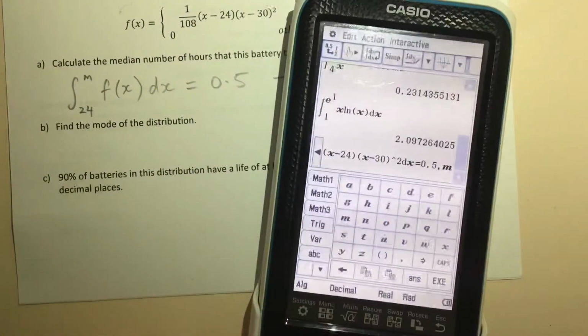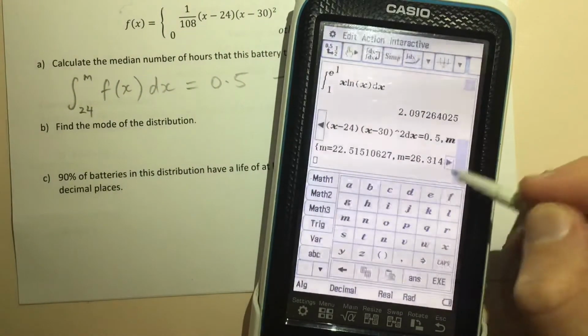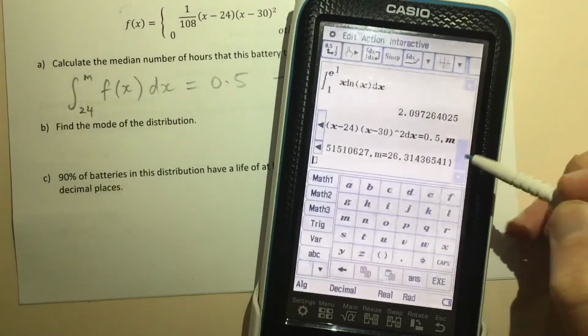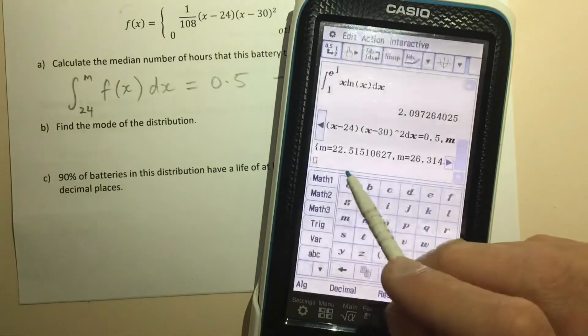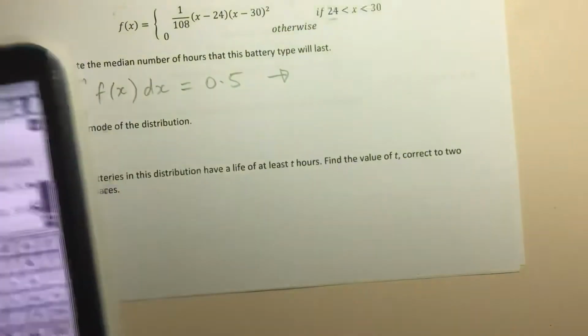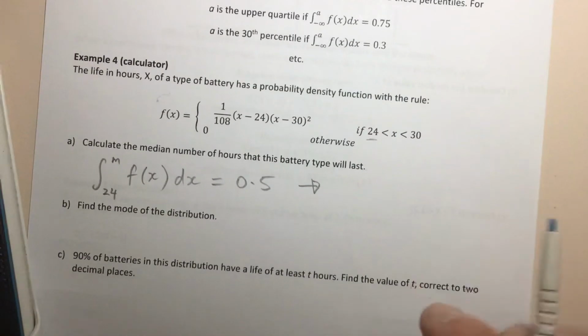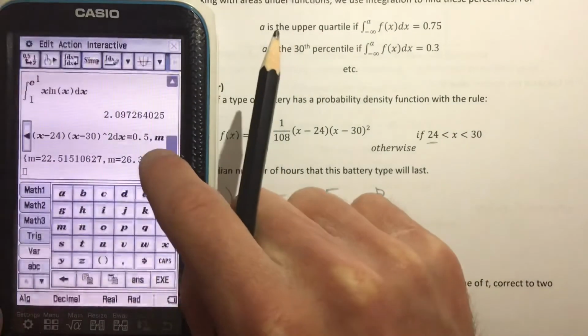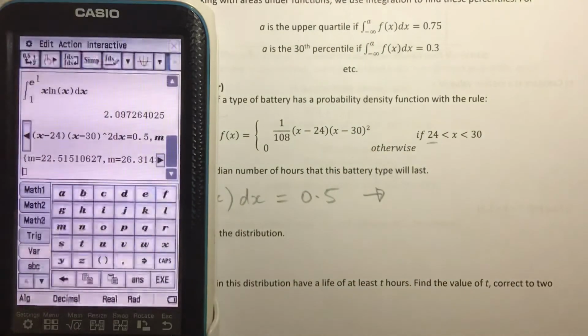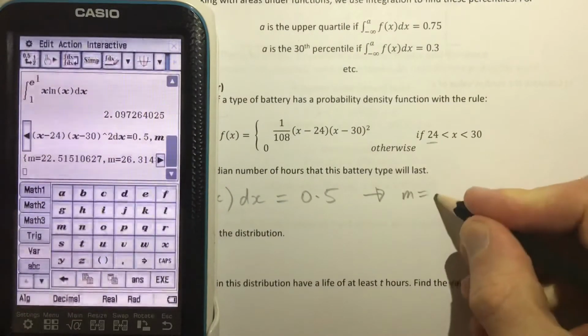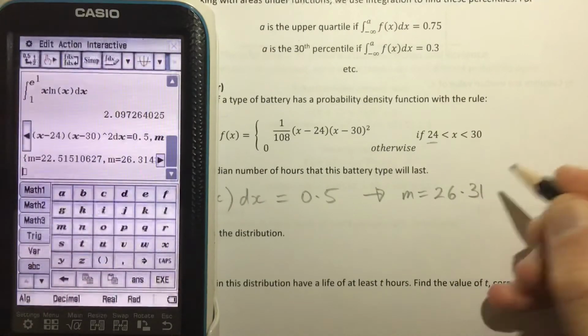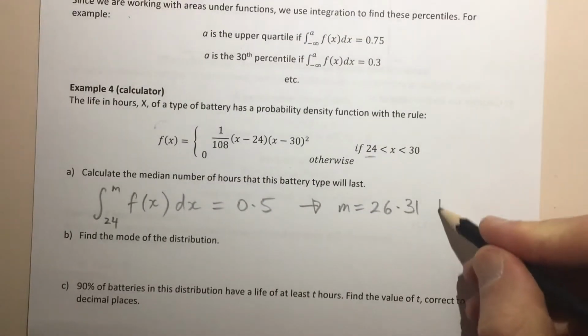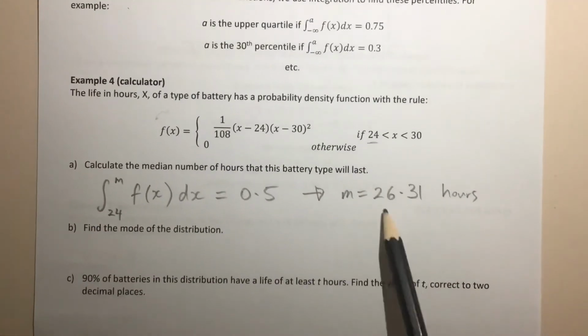Okay, we get a couple of different values here. We've got 22.5 and 26.3. Remember, we said based on the domain of the function that x had to be between 24 and 30. So we're going to ignore the 22.5, and our answer will be 26.314. It's probably a bad question because I didn't say what to round to, so let's just go to 2 decimal places and say that the median would be 26.31 hours. Essentially what that's saying is that 50% of these batteries will last longer than 26.31 hours and 50% of them will last less than 26.31 hours.